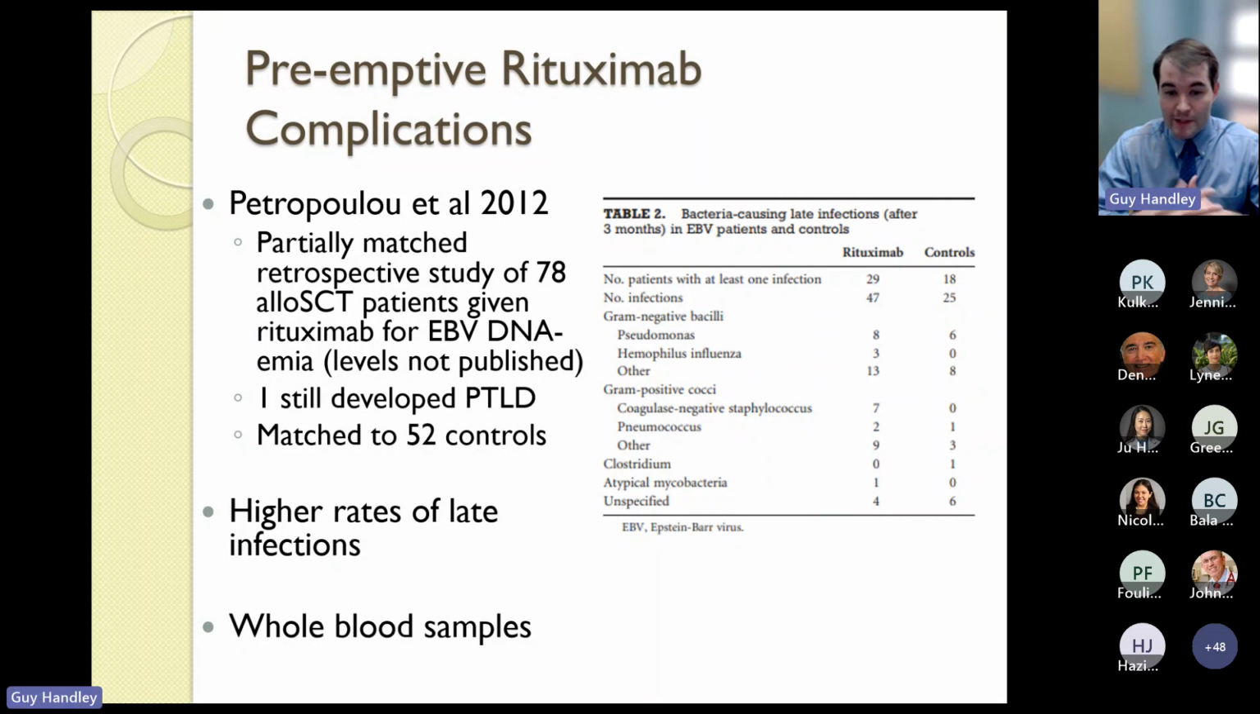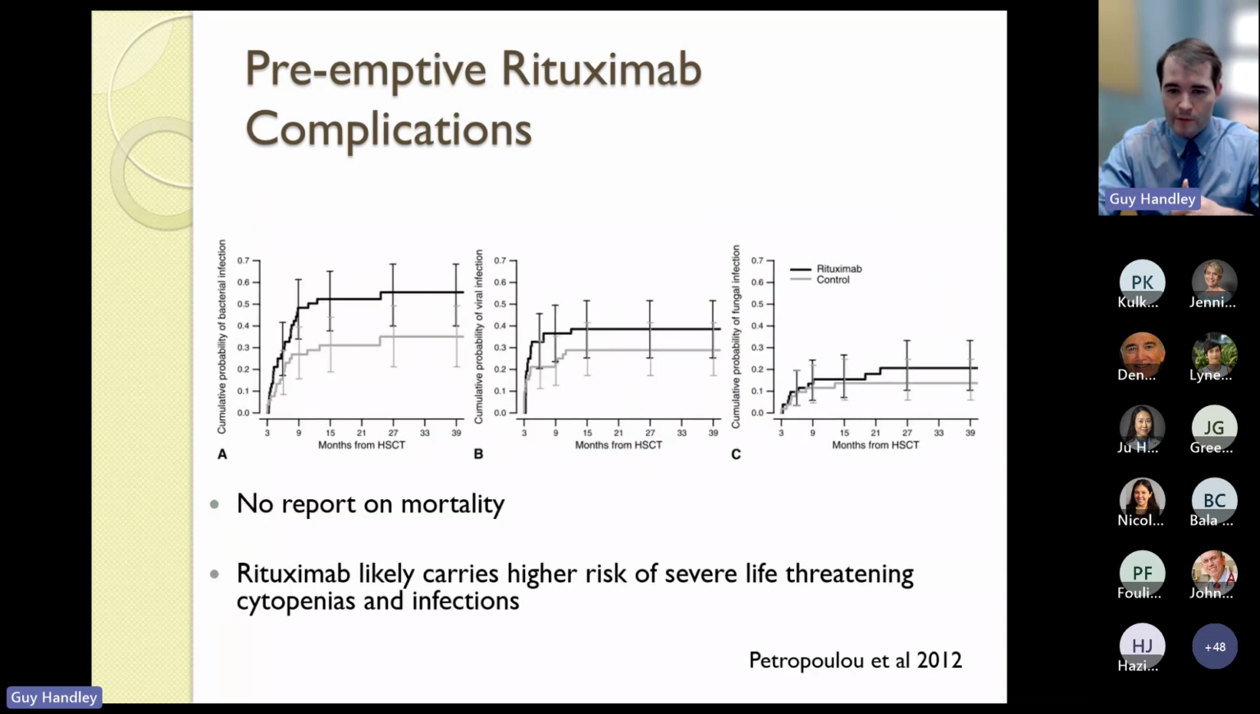The main thing to take away from it is there's a higher rate of infections, probably from getting rituximab, which we already talked about. The graphs here moving from left to right are bacterial, viral, and fungal infections. The error bars overlap. There's not a ton of patients in this study, but you can see that it's starting to separate, and it should give you pause that I shouldn't give rituximab to everybody with EBV detected in the blood after a transplant, because it happens in up to 50% of patients. Most of them it's going to resolve. And even in those who have potentially higher levels, most of them aren't going to develop PTLD.